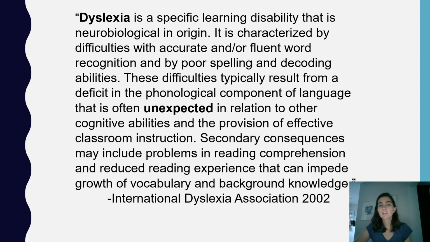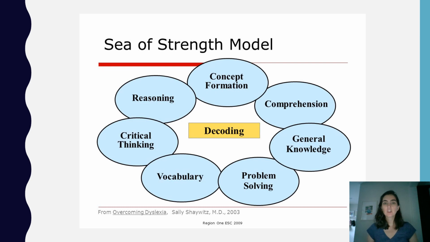Now let's talk about how dyslexia is often unexpected in relation to other cognitive abilities and the provision of effective classroom instruction. This graphic is from the Shaywitz book, so you will see it again in your reading. This idea of the sea of strengths model. There are many ways that people, including dyslexic people, show their strengths. And part of what we might expect to see when we're looking for dyslexia in a student is that it's unexpected in relation to their other abilities, their intelligence.